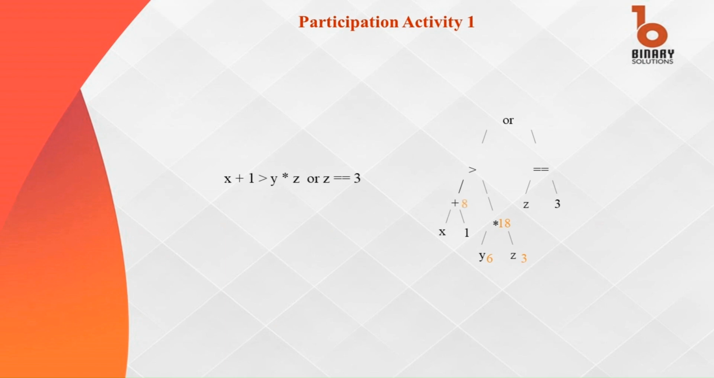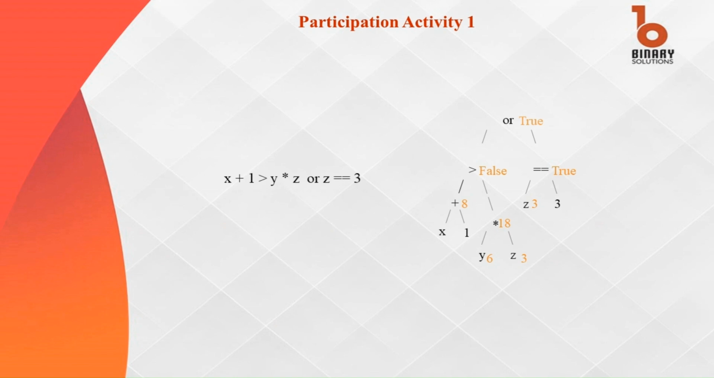Next, the addition operator comes into play, and x plus 1 is evaluated, resulting in 8. After that, the relational operator is evaluated, comparing 8 and 18, resulting in false. The equality operator is then evaluated, with z equal to 3, which is true. Finally, the logical or operator is evaluated last, combining the results of false and true, which ultimately evaluates to true.